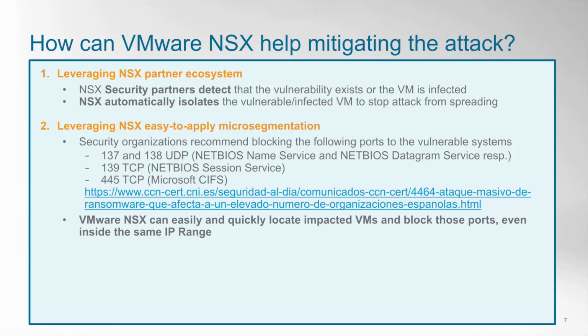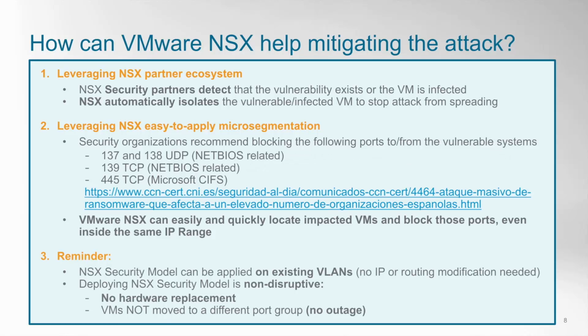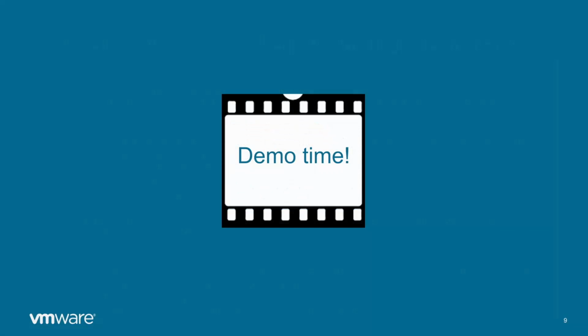But before jumping into the demo, remember, the NSX security model can be applied on top of existing infrastructure using the existing VLANs with no IP modification on the VMs and no routing modification. Routing can be kept on the physical network. And deploying the NSX security model is non-disruptive because it does not require hardware replacement, and also the VMs are not moved to a different port group. They stay on their existing port groups, so there is no outage. So now, with all this context already set, let's move into the demo.